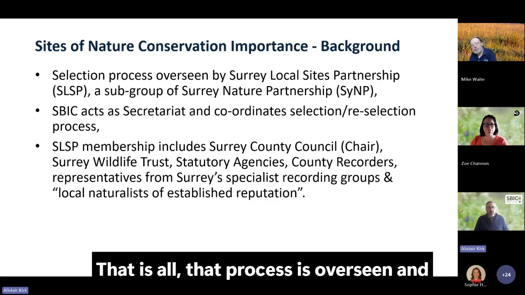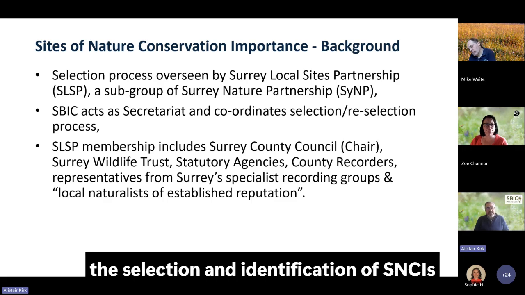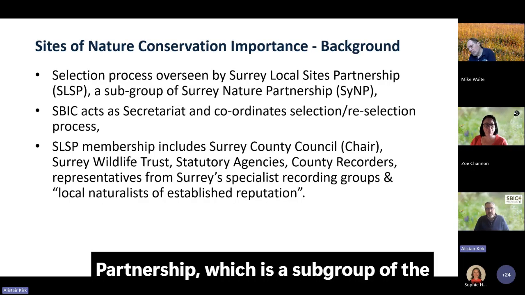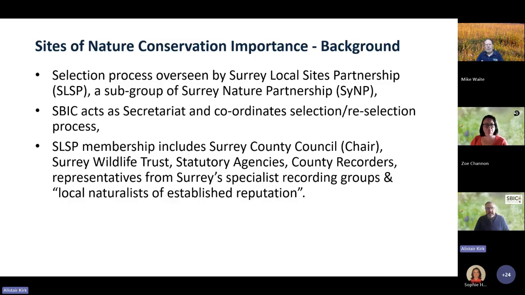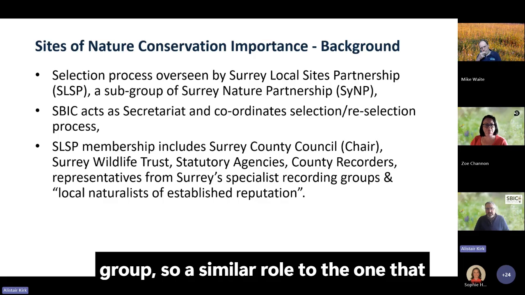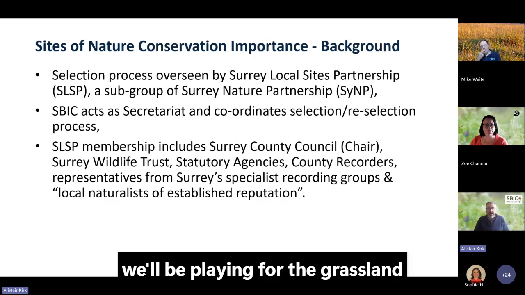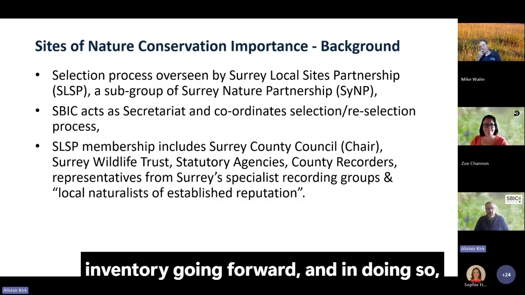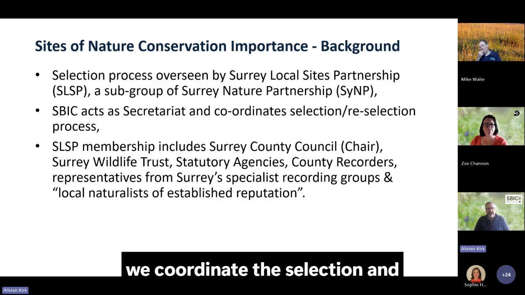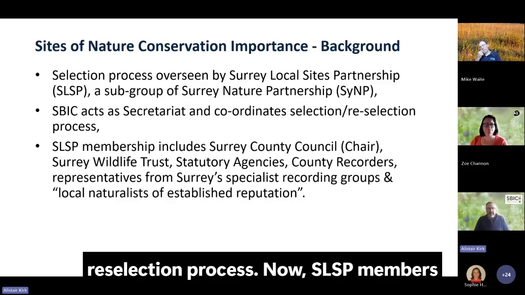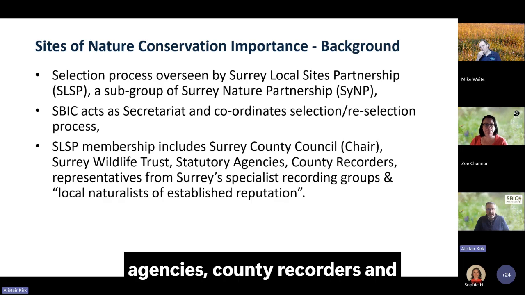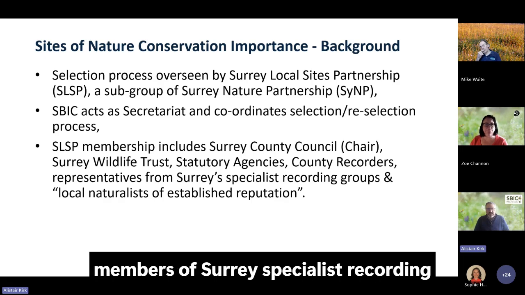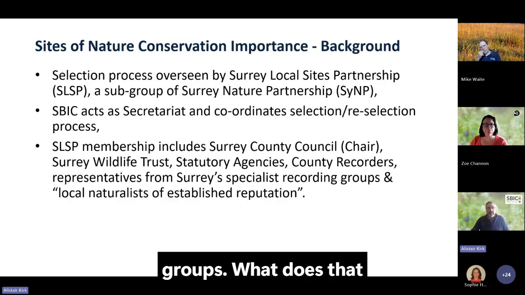The selection and identification of SNCIs is overseen by the Surrey Local Sites Partnership, which is a subgroup of the Nature Partnership. SPIC acts as a secretariat for that group, a similar role to the one we'll be playing for the Grassland Inventory going forward. In doing so, we coordinate the selection and reselection process. SLSP members include representatives from the County Council, the Wildlife Trust, statutory agencies, county recorders, and members of Surrey specialist recording groups.